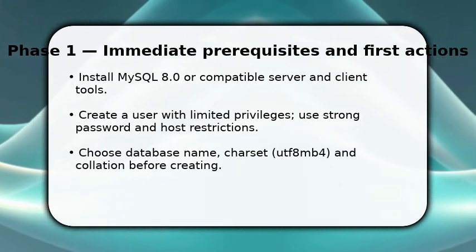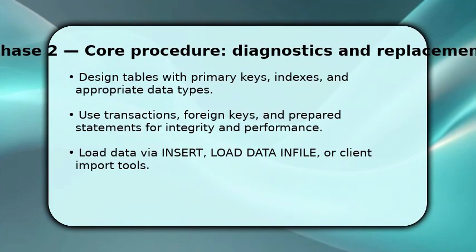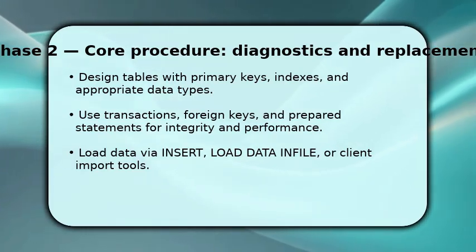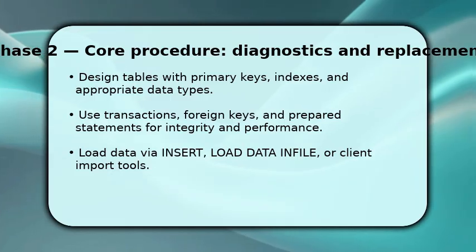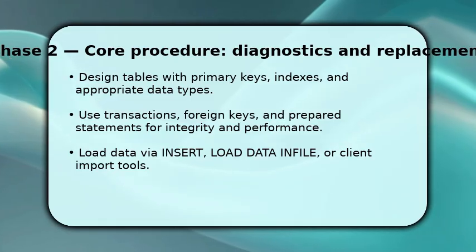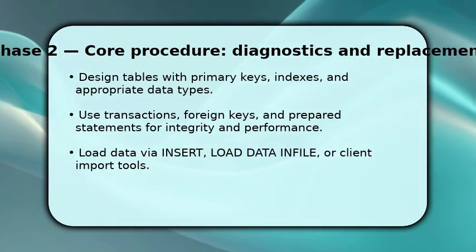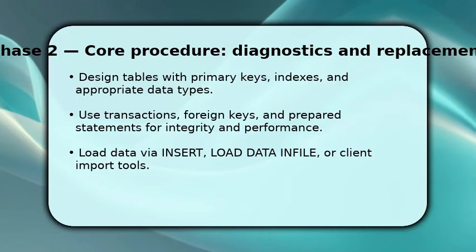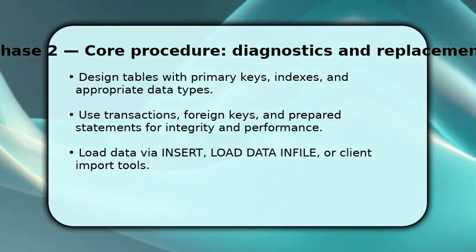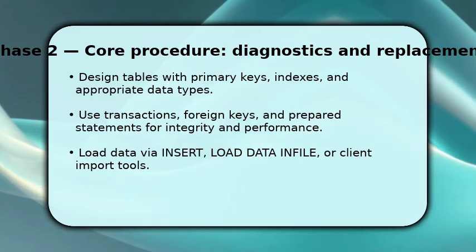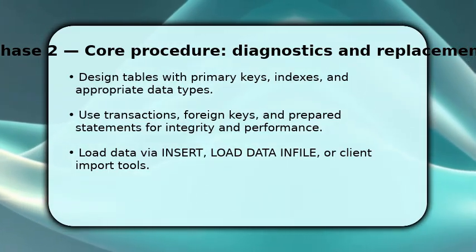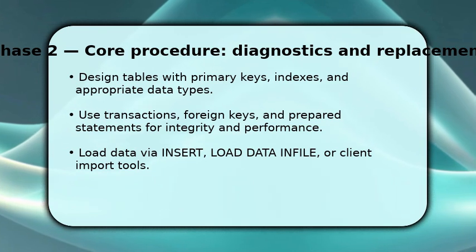You now define schema and perform mid-level operations. Create tables with primary keys, indexes, and appropriate column types to match queries. Use transactions so you can commit or roll back. This protects integrity when multiple statements run. Add foreign keys to enforce relationships, but monitor cascading effects. For repeated inserts, use prepared statements or bulk load data infile for speed. Once structured, analyze explain plans and add indexes where needed to reduce full table scans.